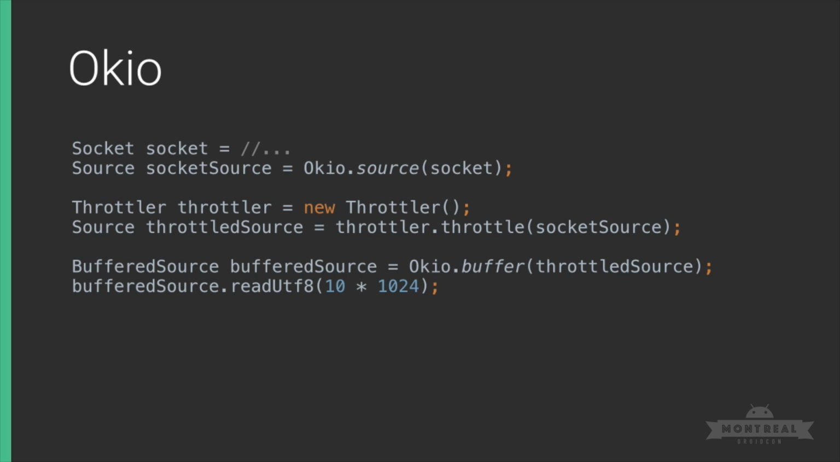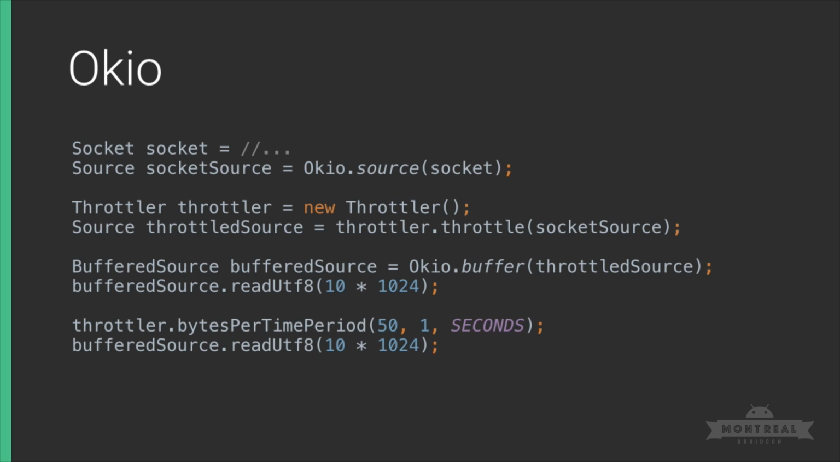We buffer that source and we read 10K from it. By default, our hypothetical throttler is not going to do anything, and it's just going to let this data flow through as fast as possible. So this will take a few milliseconds. But what we could do is have our throttler have a method to rate limit this API, to introduce artificial rate limiting. So we say, hey, I only want you to allow 50 bytes for every second to pass through this sink.